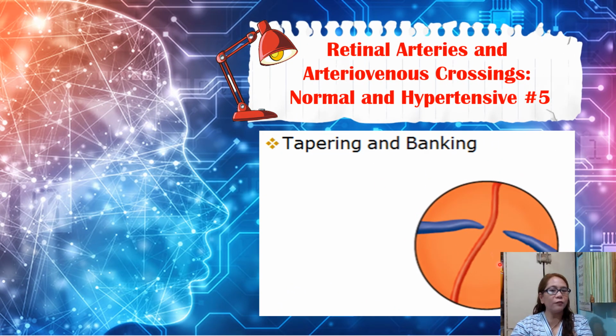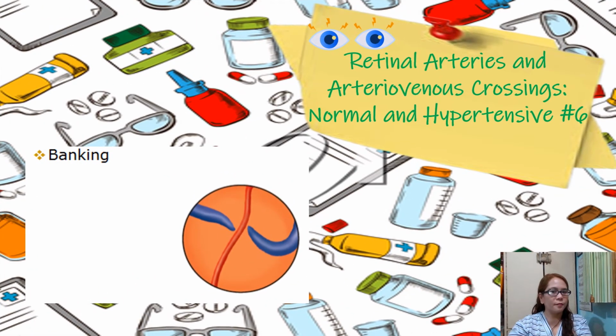We also have what we call the tapering and banking. Okay, wherein the vein appears to taper down and taper down on either sides of the arteries. This is an example of banking, wherein the vein is, ayan, twisted on the distal side of the artery and forms a dark wide knuckle. Ayan, lumaki si vein lalo.